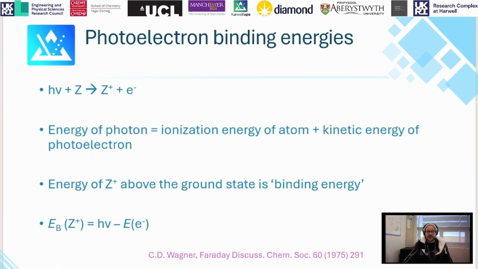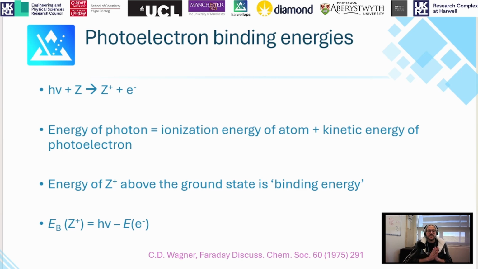So let's start by going back to basics: the photoelectron binding energies that we get when we record an XPS spectrum. Now, the process essentially is we are taking energy in the form of X-rays, which have an energy of hν. We are introducing those to an atom Z, and we are ending up with a core hole on our atom Z. So we now have Z+ and a free photoelectron.